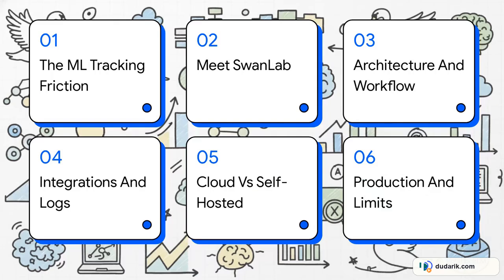We've got a clear roadmap for this explainer. We'll start with the ML tracking friction, meet SwanLab, explore its architecture and workflow, look at integrations and log types, compare cloud versus self-hosted options, and finally, discuss production capabilities and limitations. Let's get right into it.